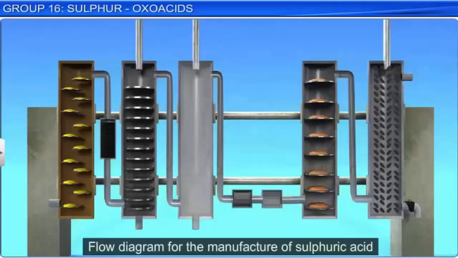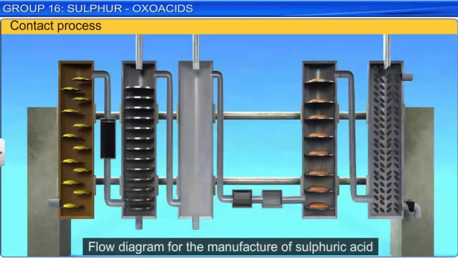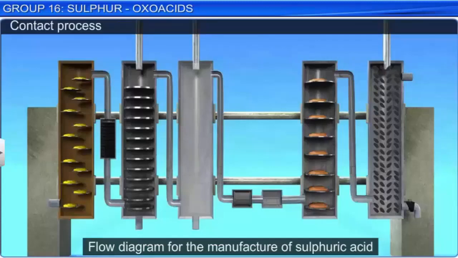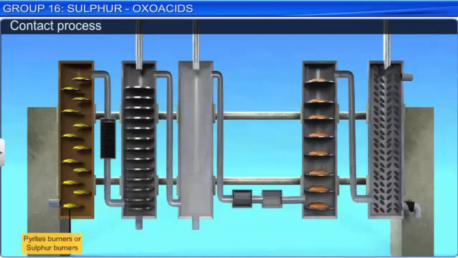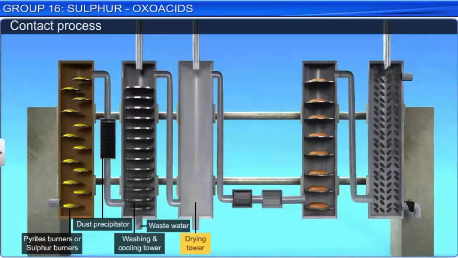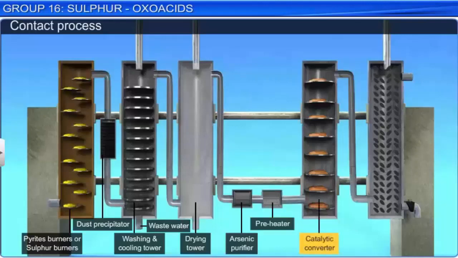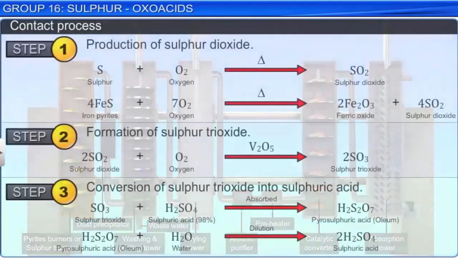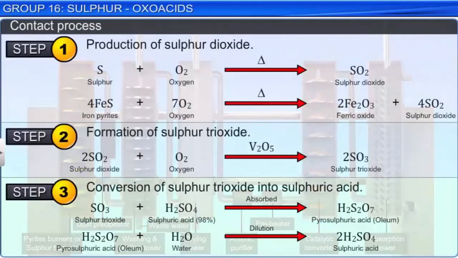The plant used for the contact process is shown here. The plant includes pyrites burners or sulfur burners, dust precipitator, washing and cooling tower, drying tower, arsenic purifier, preheater, catalytic converter and absorption tower. Let's briefly discuss the different stages involved in the manufacture of sulfuric acid by this process.